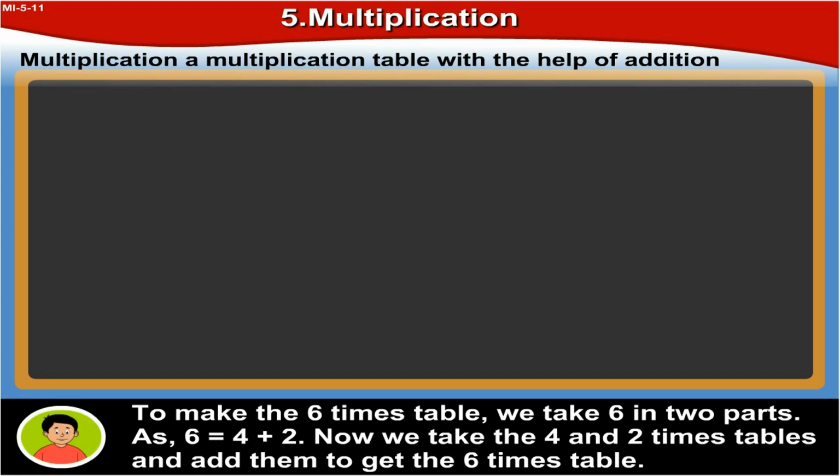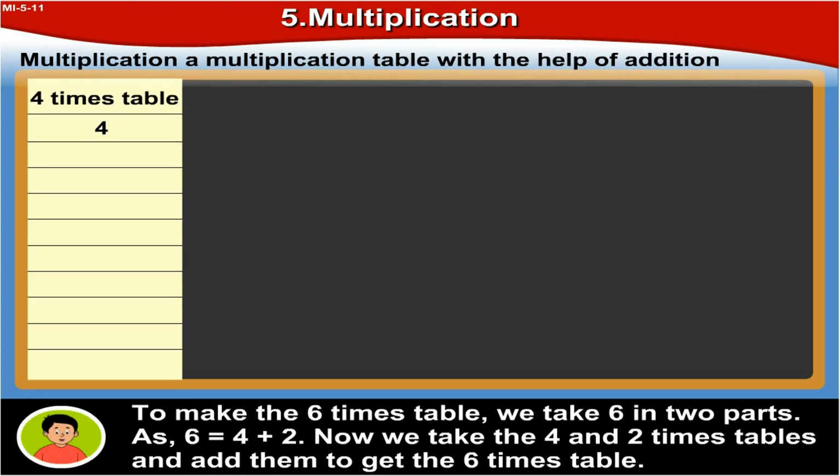Yes, sure. 4 ones are 4, 4 twos are 8, 4 threes are 12, 4 fours are 16, 4 fives are 20, 4 sixes are 24, 4 sevens are 28, 4 eights are 32, 4 nines are 36, 4 tens are 40. Very nice, Tony. Now, Salma, can you recite the table of 2?